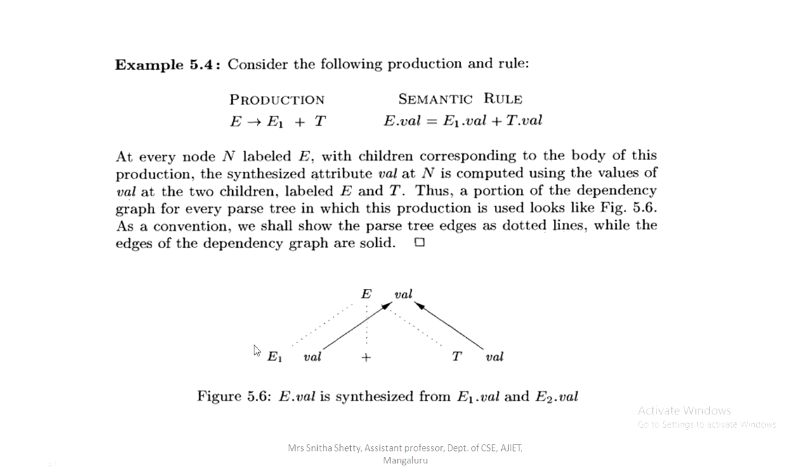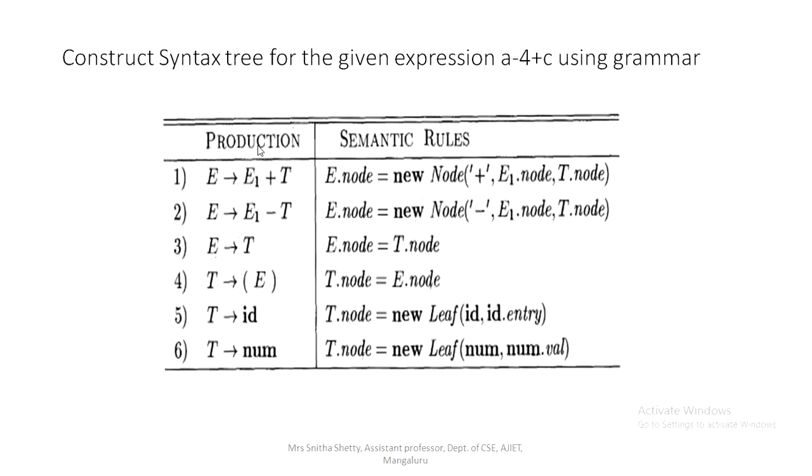So here E gives E1 plus T. Okay, so here the node is shown in the dotted lines, the value is shown in the solid edge. Okay, so this is how we are drawing a dependency graph. So this is a graph showing for this production E gives E1 plus T. Okay, so let's do the last one.